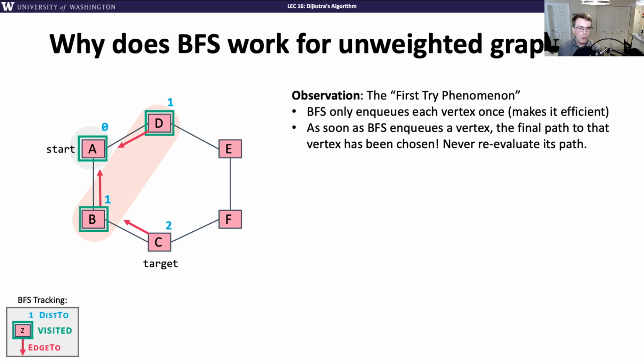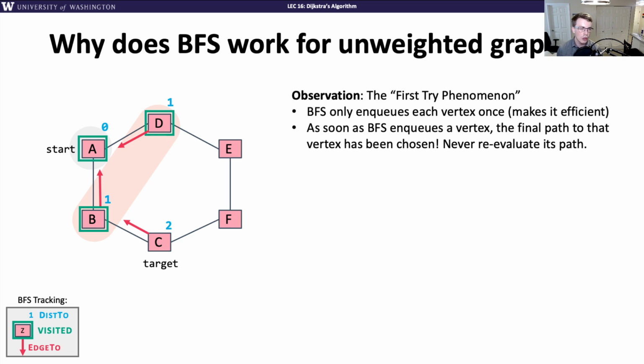Now, before we talk about that, let's revisit BFS for unweighted graphs and understand why it worked in the first place. We have a key observation for why breadth first search works for these unweighted graphs, which we call the first try phenomenon. Now, I'll mention this is not a common term. If you look it up, you probably won't find anything about it. We use this term here because it accurately describes something without using super complex terminology.